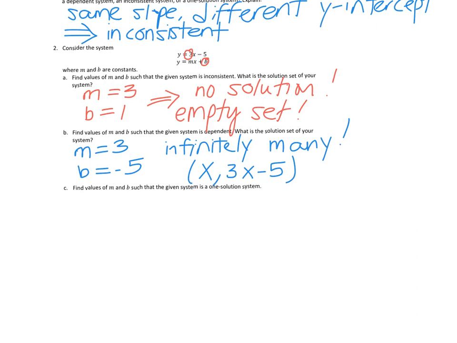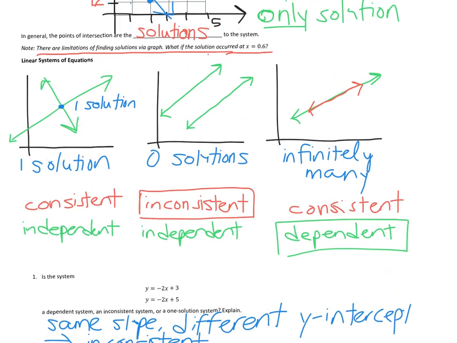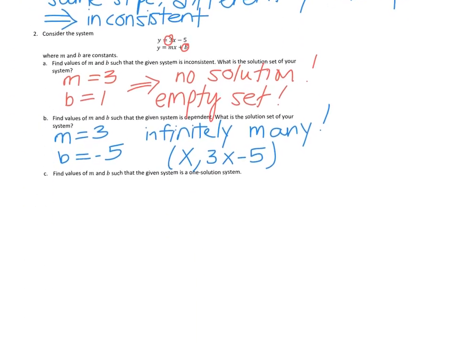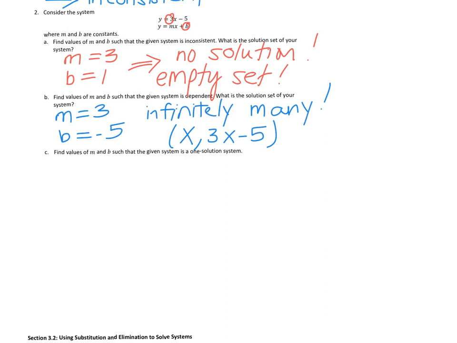Okay, and now find values of m and b such that the given system is a one-solution system. Well, in that case, let's go back up to our visuals. We just want to make sure that the lines are not parallel. We want to make sure the line isn't the same. So we can do this by just making sure the slopes are different. If the slopes are different, they're going to intersect. So let's go down, and you can write something like m just is not 3. So you can be as creative as you want. You can write like negative 3/4. You could write just 1. Something like that. Just make sure it's not 3.